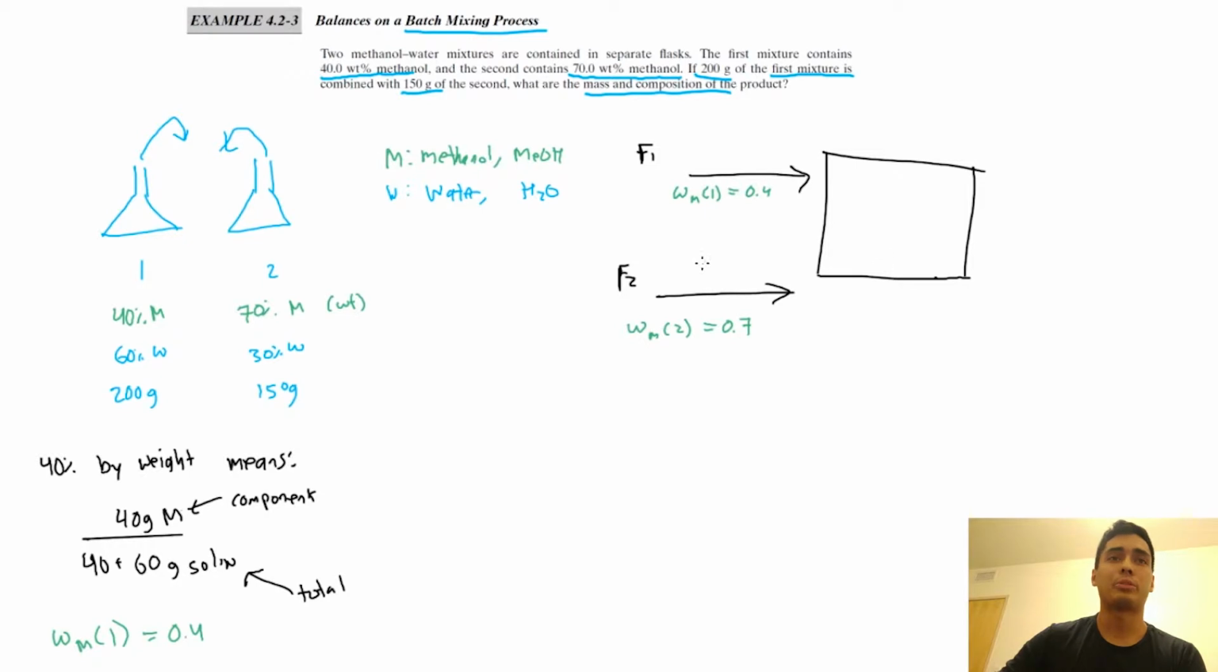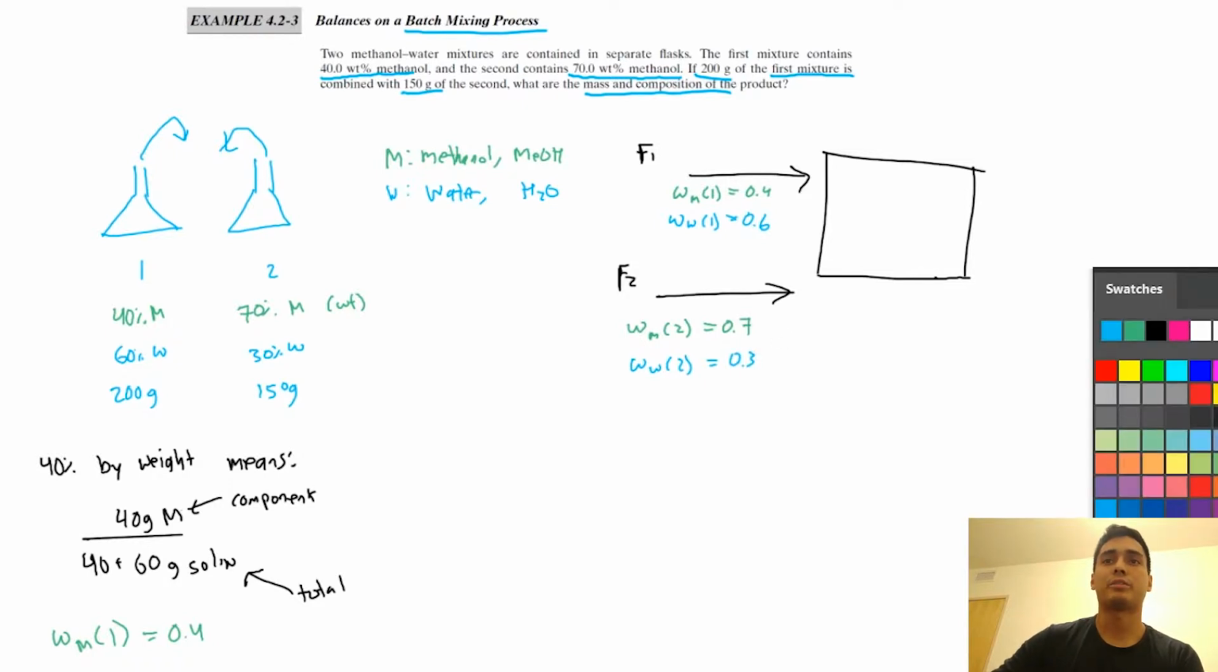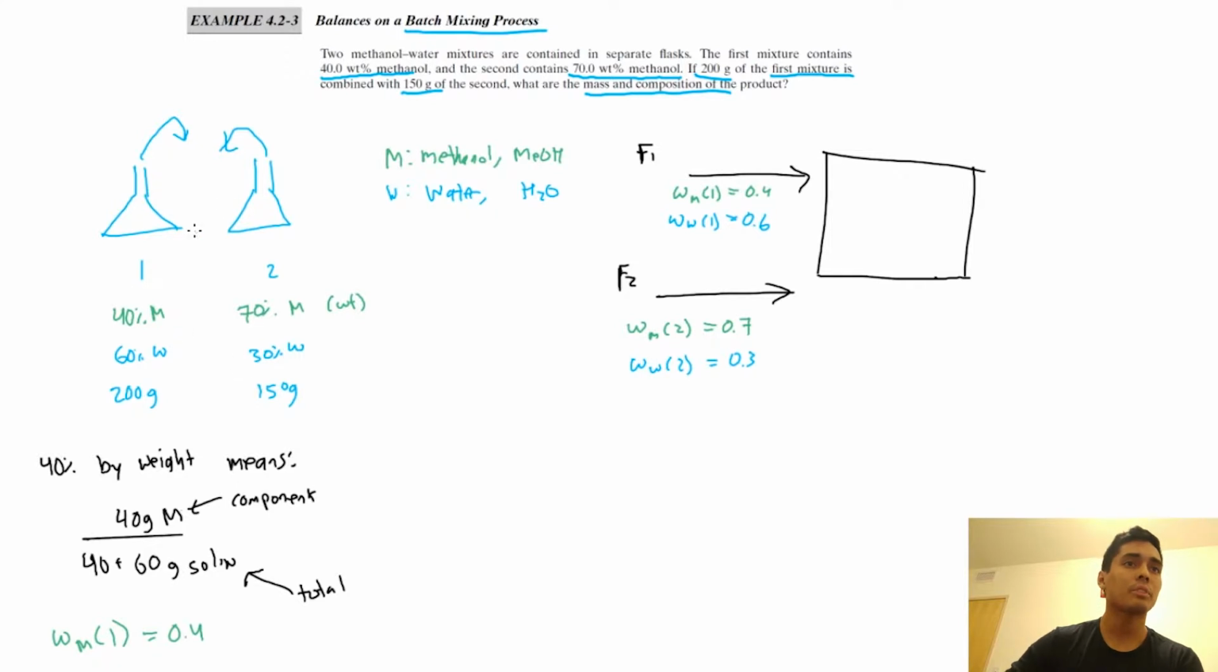So now, similarly, we can do the balance. The mass fraction of water in stream 1 is going to be 0.6, and the mass fraction of water in stream 2 is going to be 0.3. And we already have some values for the feeds. We're going to say that this is going to be 200 grams, right? And this is going to be 150 grams, okay?